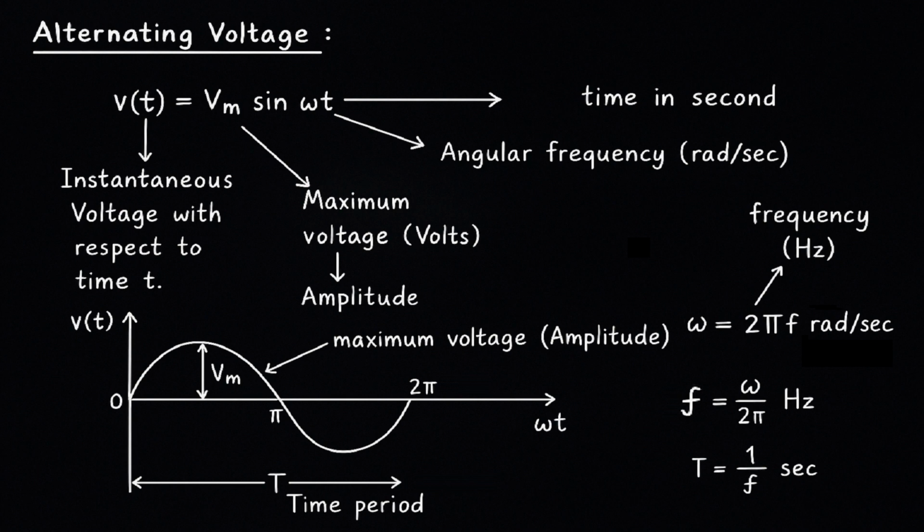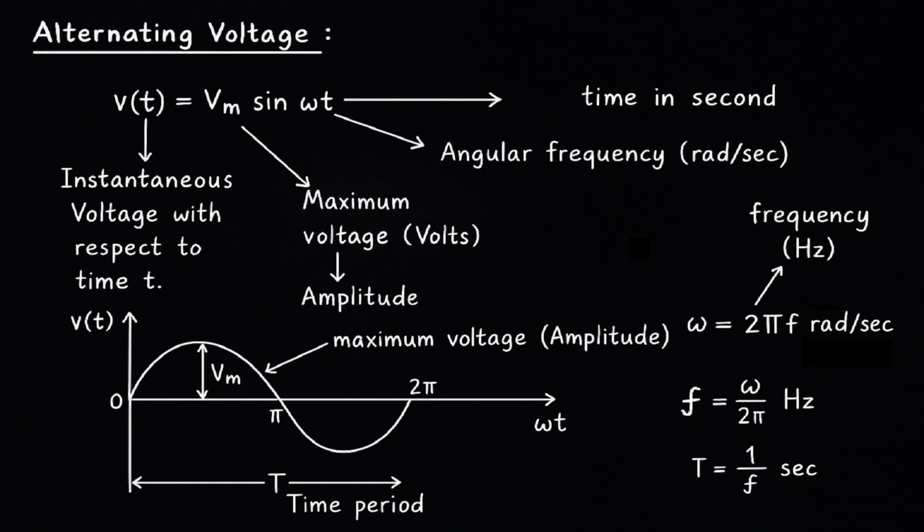Imagine a wave on the ocean. The amplitude is the height of the wave from the calm sea level to the very tip of the crest. Our alternating voltage will rise to this peak value, Vm, and it will also fall to a negative peak of the same magnitude, which we call minus Vm. This value is measured in volts.